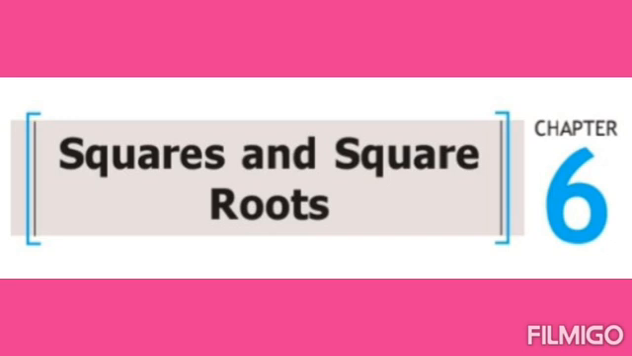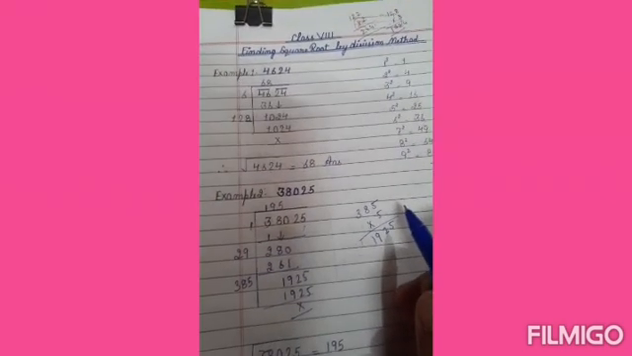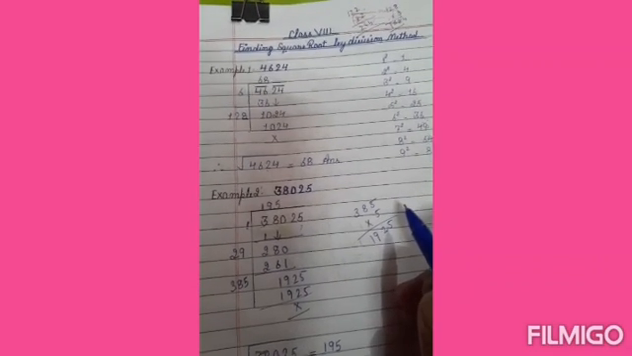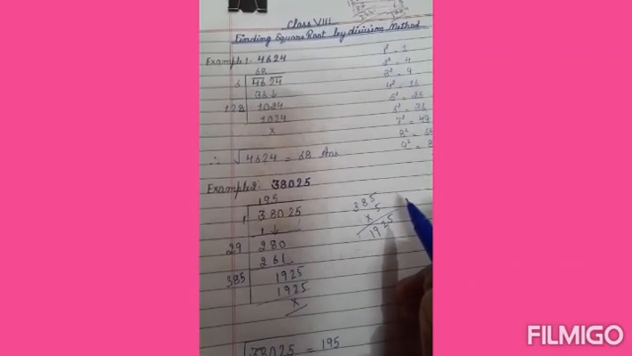As you know, we are doing chapter number 6, squares and square roots. In the previous lectures, I explained to you how to find the square root by the prime factorization method. Today I am telling you how to find the square root by the long division method.